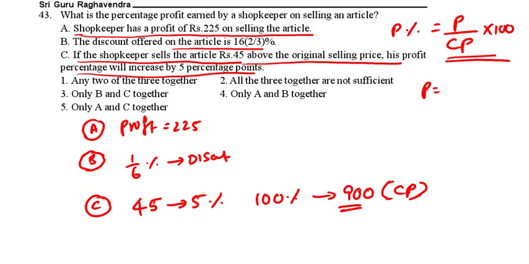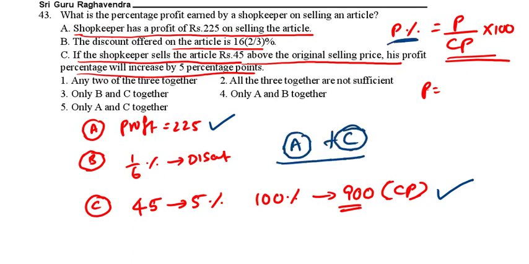So we are having CP by using the third statement. We are having profit by using the first statement. By using A plus C, we can calculate the profit percent. No need of B. So only A and C together are required to get the answer. Option 5 is the correct answer. See the next question.